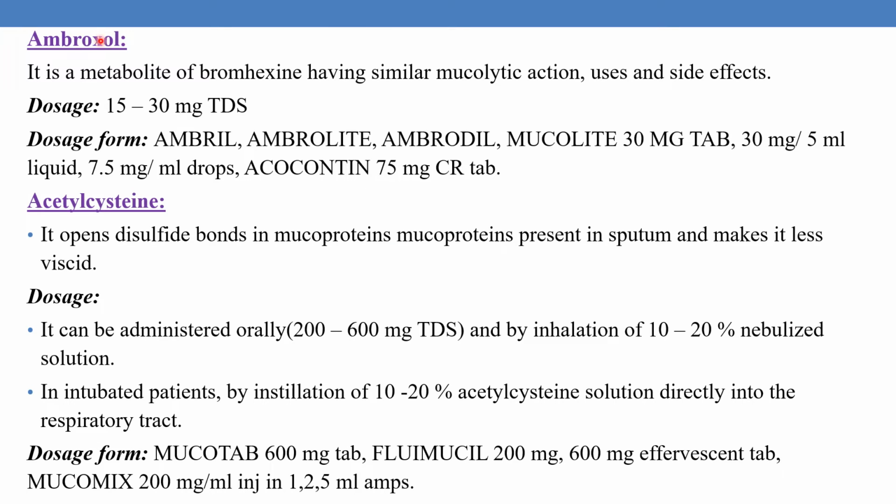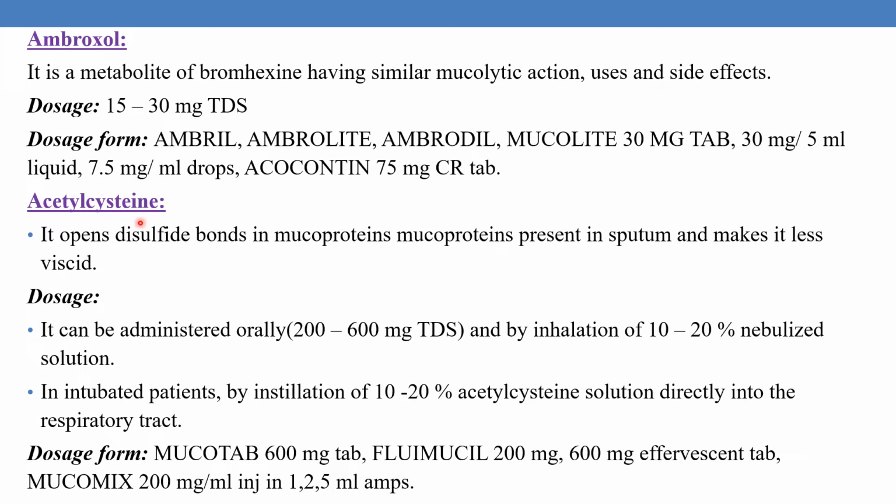Next drug is ambroxol. It is a metabolite of bromhexine having similar mucolytic actions and side effects. The dosage is 15 to 30 mg thrice a day and the dosage forms are Ambril, Ambrolite, Ambrodil, Mucolite 30 mg tablet, 30 mg per 5 ml liquid, 7.5 mg per ml drops and Ambroxol is 75 mg CR tablet.